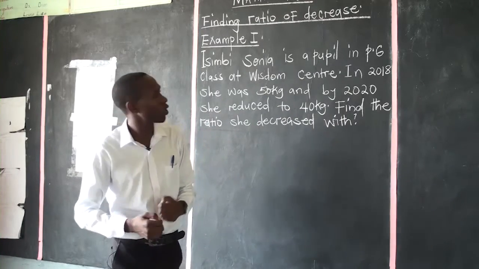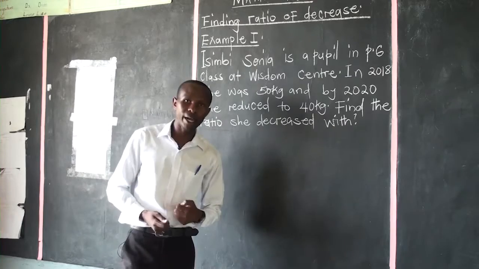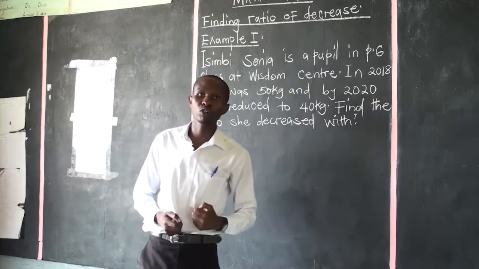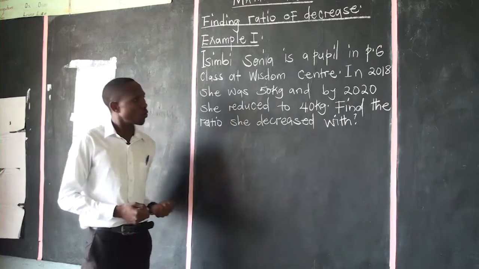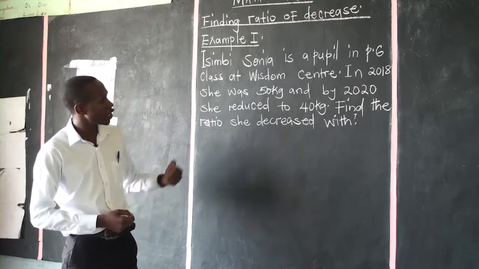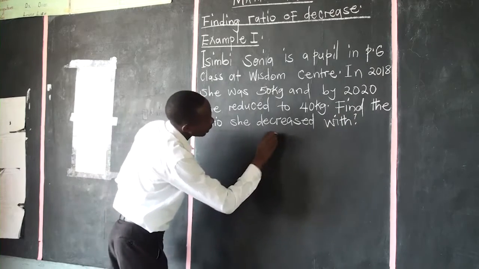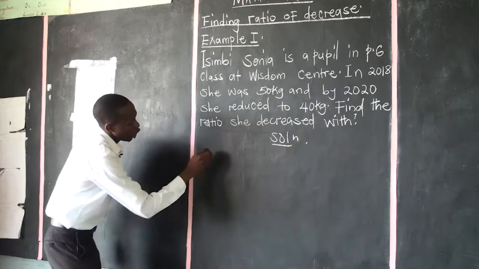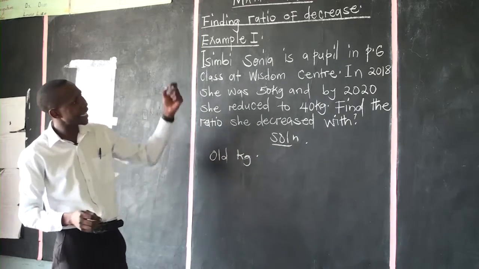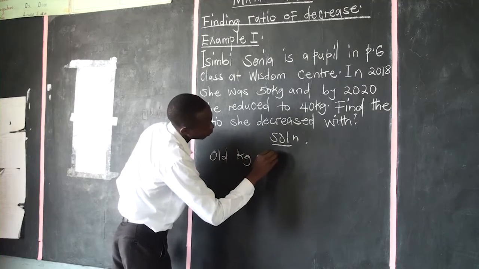How do we find the ratio that Sonia decreased with? The first thing we need to do is to identify the first or original weight that she had. At the same time, we need to find the new kilograms that she had. Thereafter, we shall be in a position to determine the ratio of decrease that Sonia decreased with. That is to say, we shall say old kilograms. So here we are looking for the kilograms that she had in which year? In 2018, she was measuring 50 kilograms.